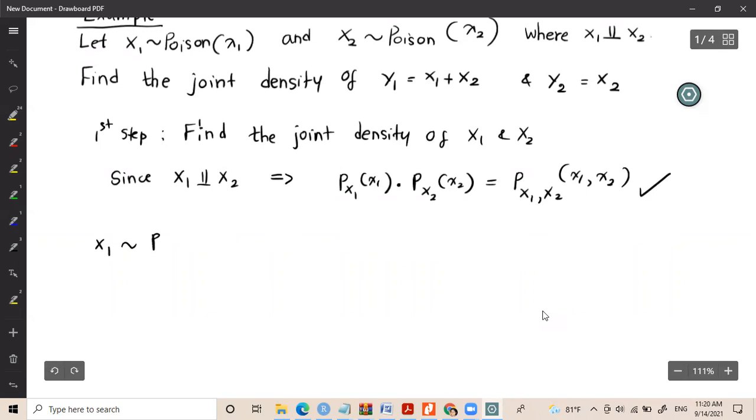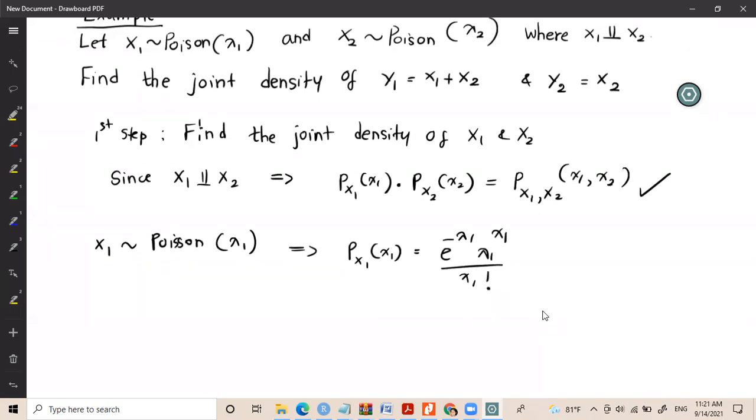What do we know? X1 is Poisson with lambda 1. So that means what is the PMF? Can you remember the Poisson distribution? This is the Poisson density. Now in examinations, we usually provide the density functions in a table as supplementary, okay? So you don't have to memorize them, but eventually you will memorize them, okay? So here's the Poisson density. Always the x1 values will be 0, 1 up to infinity, right?